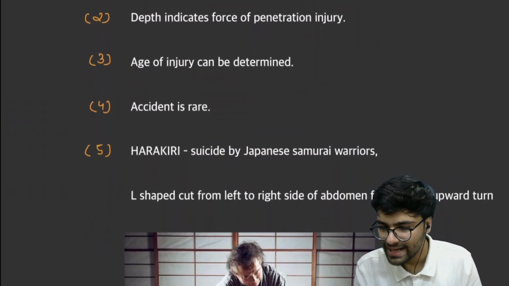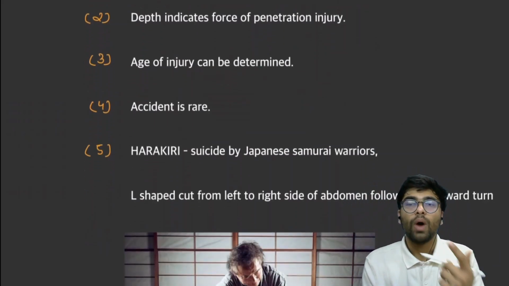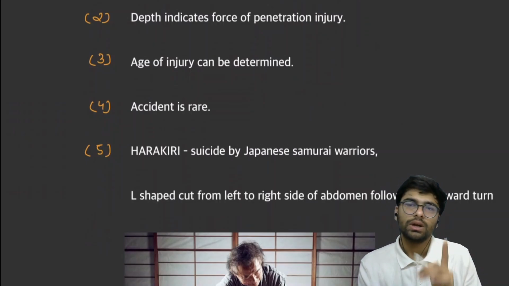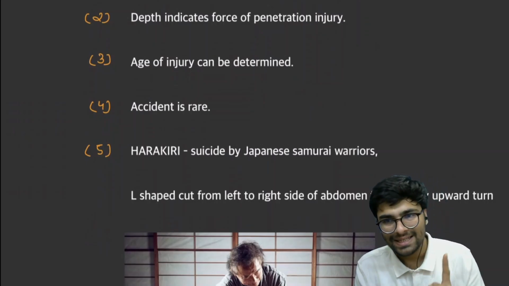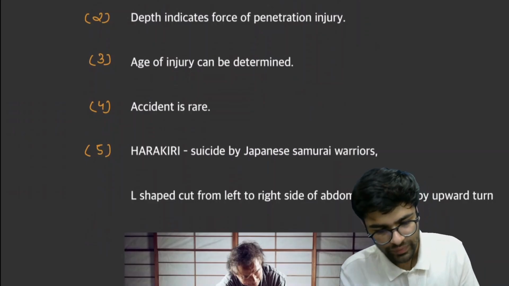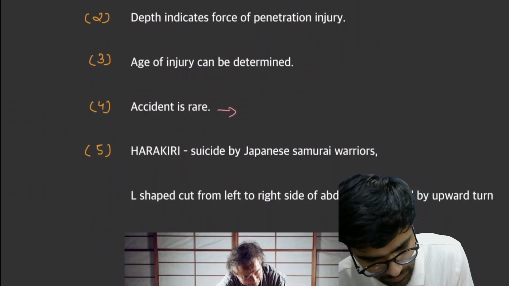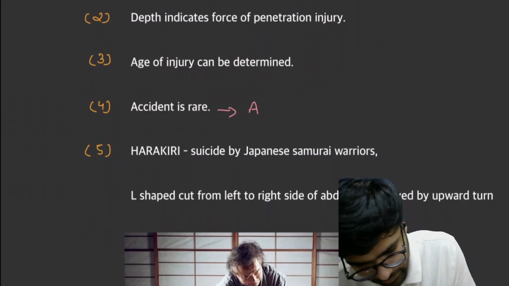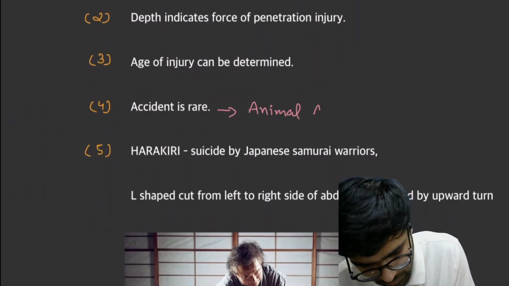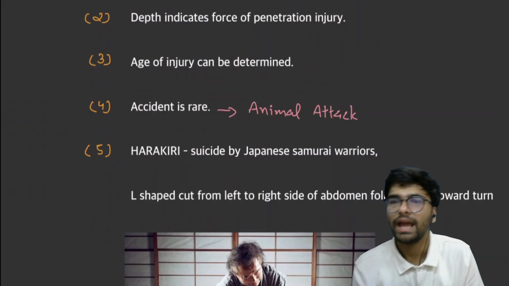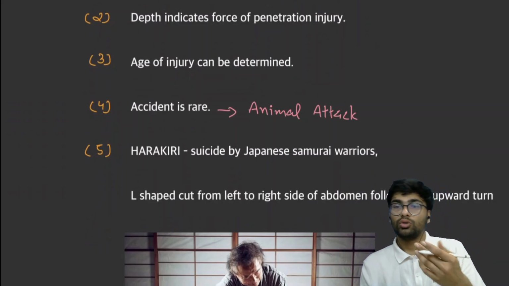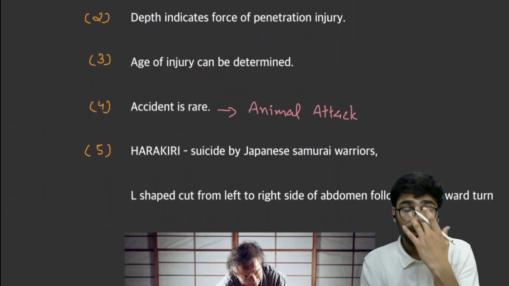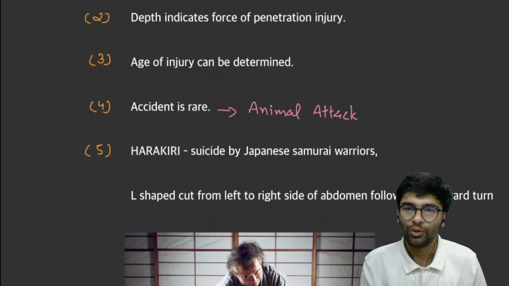Fourth is accident is rare. Why am I calling this accident is rare? Because stab wound is in majority of the cases seen as either suicide or homicide. Accident very rarely occurs, and that too in cases of animal attack. For example, if a cow attacks you and its horn penetrates your backside, then there are chances you have a stab wound. Okay.